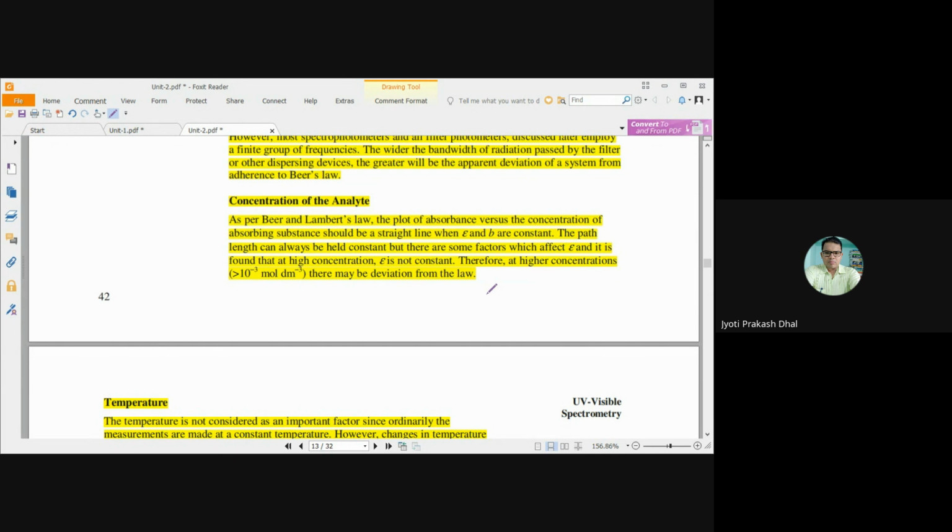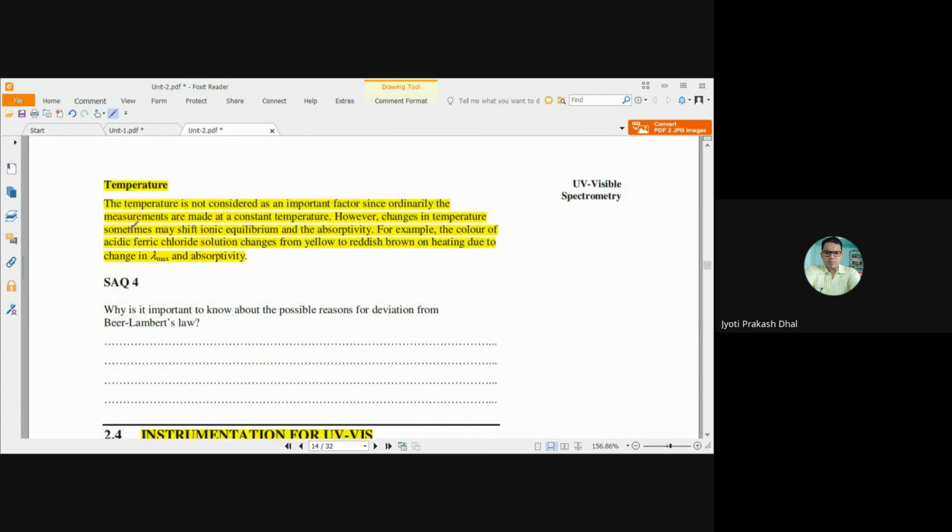Another cause of deviation is the concentration of the analyte. According to Lambert-Beer law, there will be no deviation if the absorbing substance is in very low concentration. A plot of absorbance versus concentration of the absorbing substance will be a straight line when a and b are constant and the path length is held constant. That means at higher concentration there is a chance of deviation. Another factor is temperature. Temperature is not considered an important factor, since ordinarily all measurements are made at a constant temperature, that is, in a laboratory where the temperature is constant.